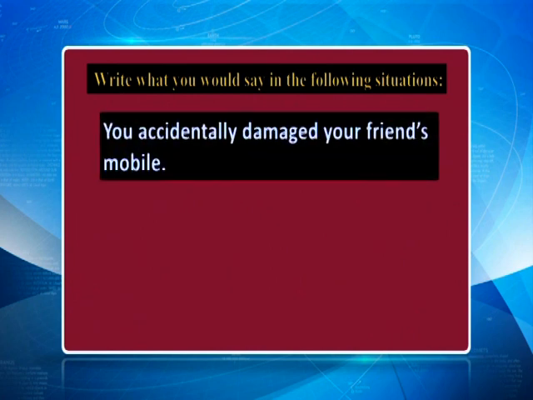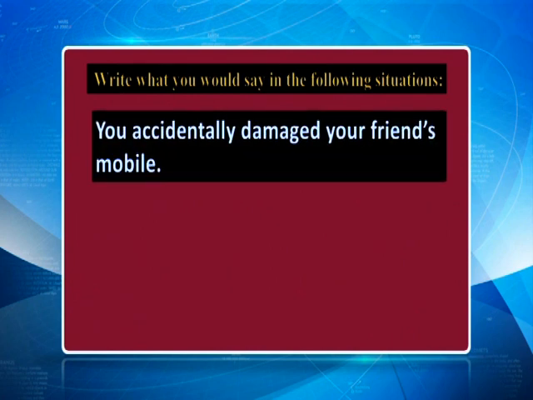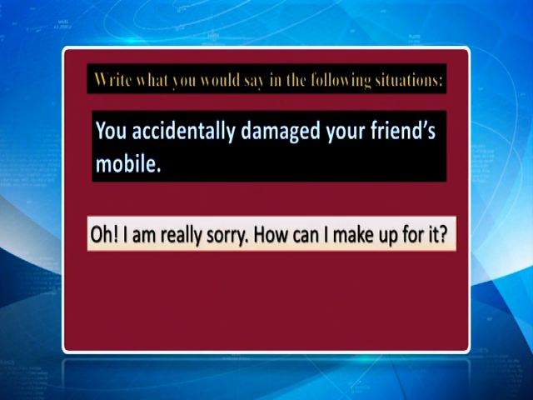Another situation, you accidentally damaged your friend's mobile. By accident, you damaged your friend's mobile. So what will you say? Very simply, you will say, I'm sorry, or, oh, I'm really sorry. How can I make up for it? That is, how can I recompensate you for this damage?